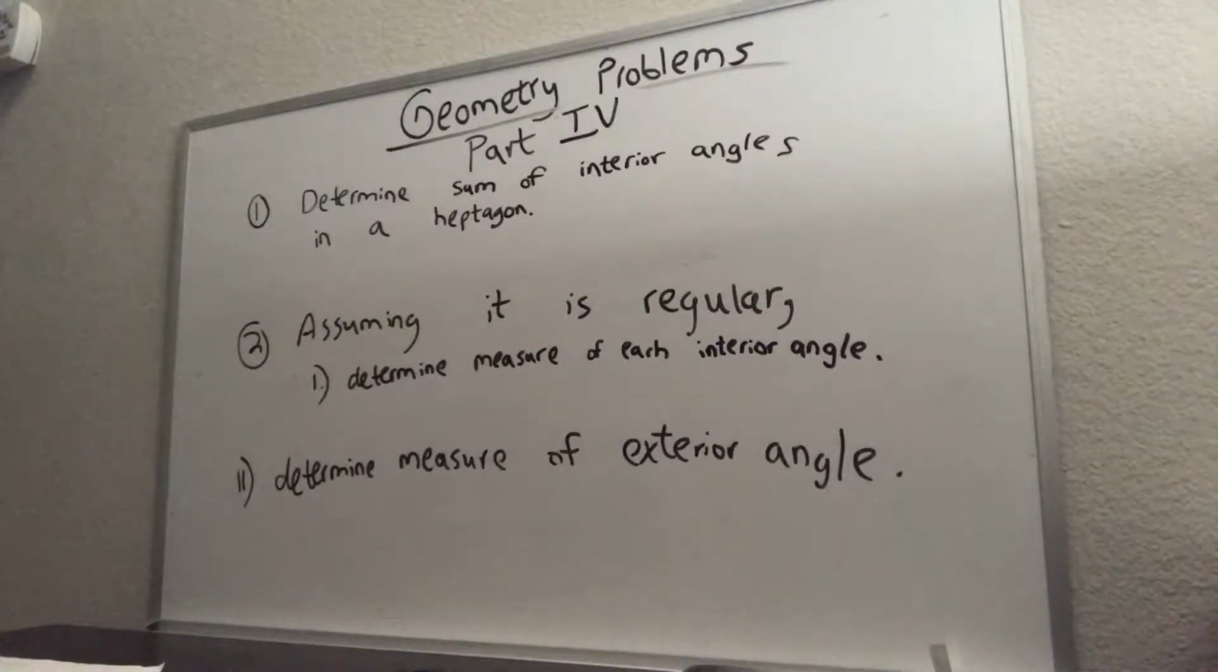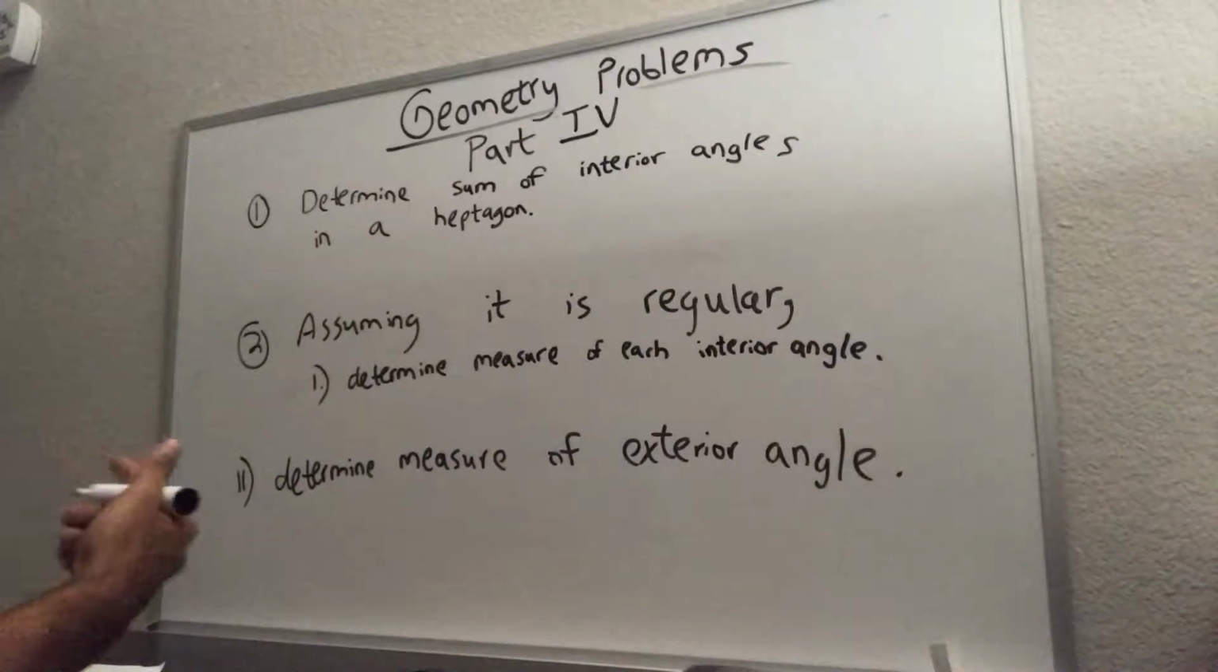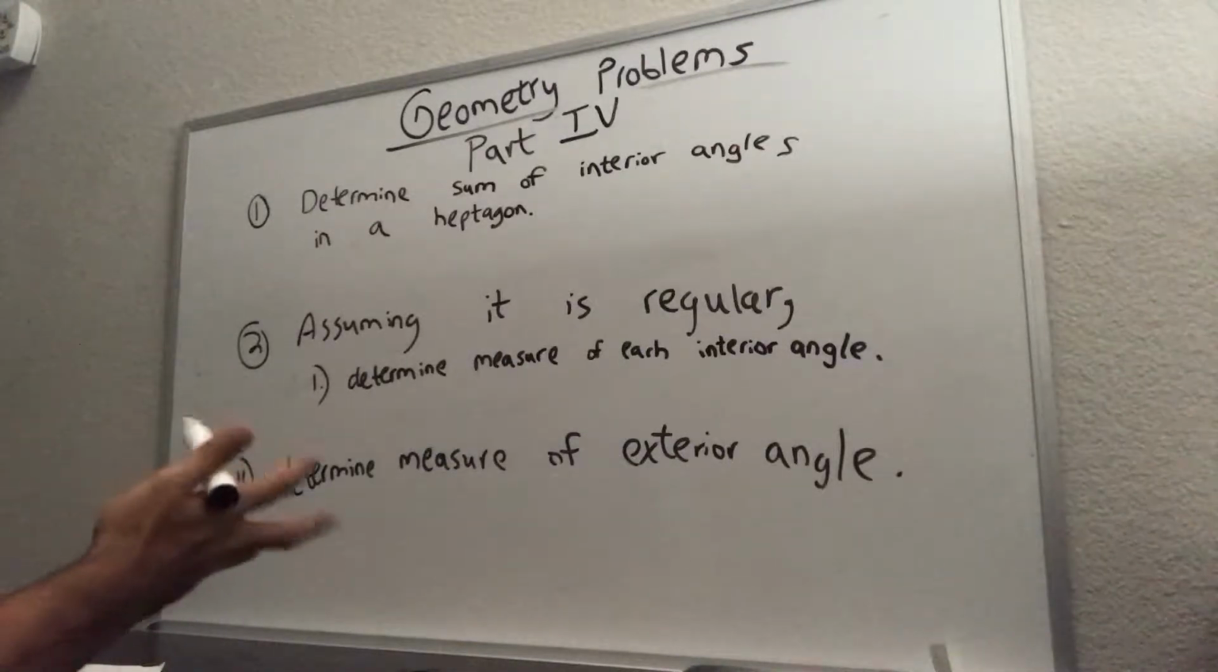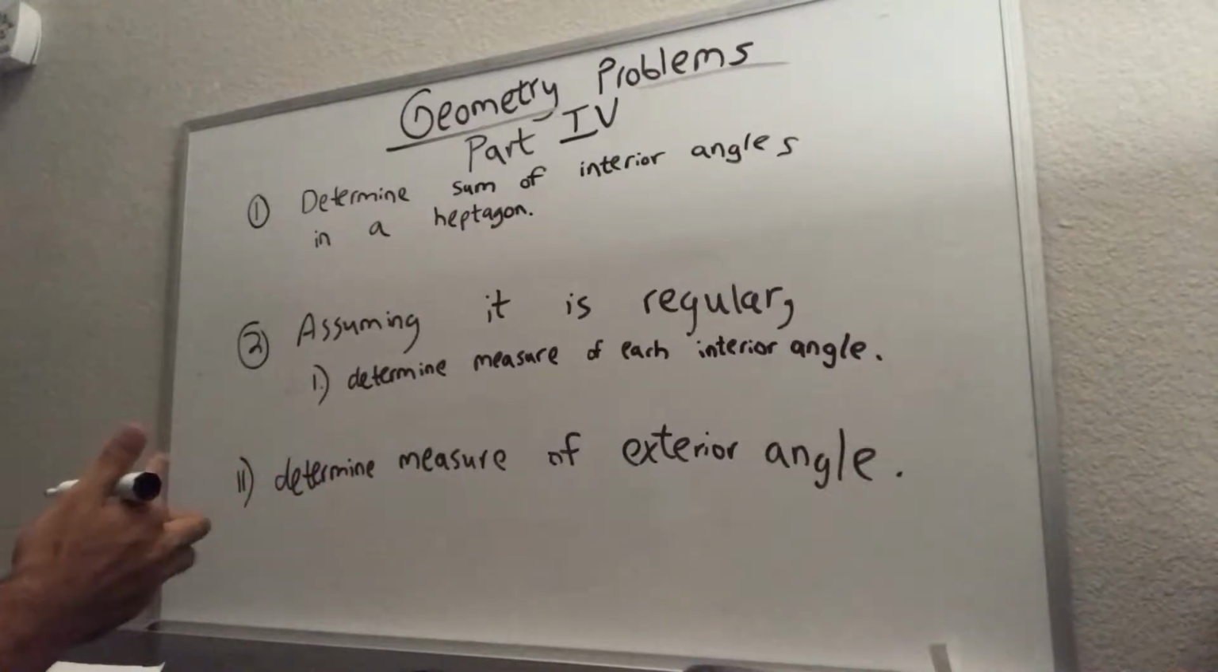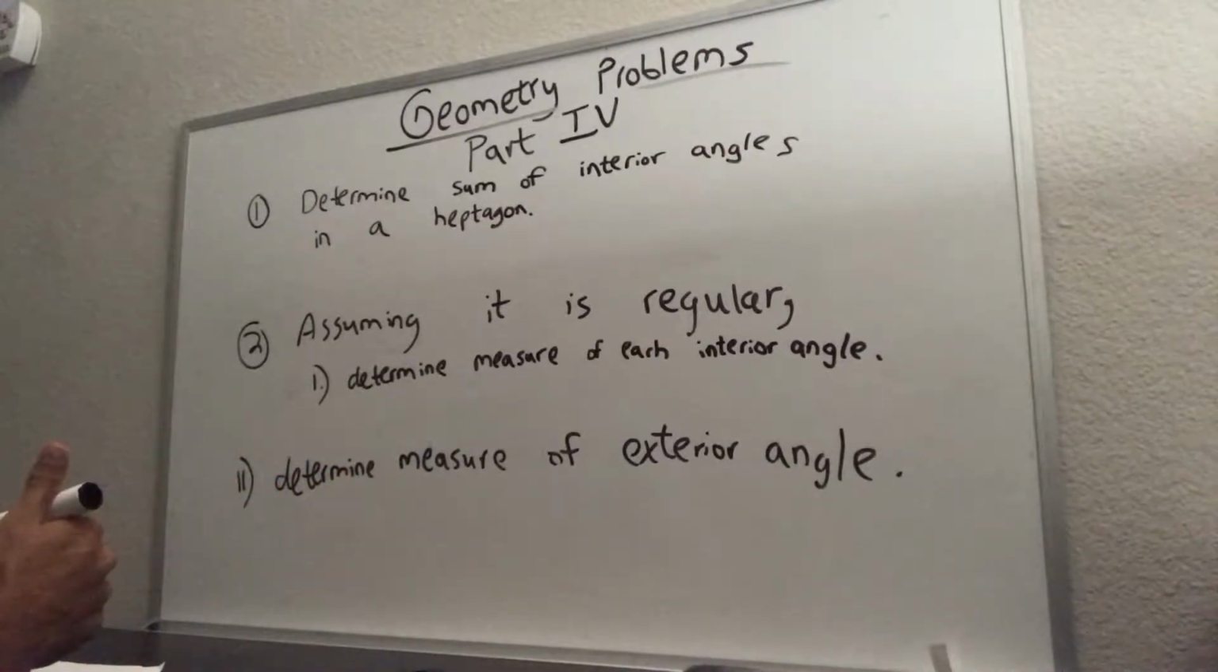Here we have geometry problems part 4, and here we are looking at angles and again different formulas that I discussed earlier. So here's one problem that goes along with it. Determine the sum of the interior angles in a heptagon.